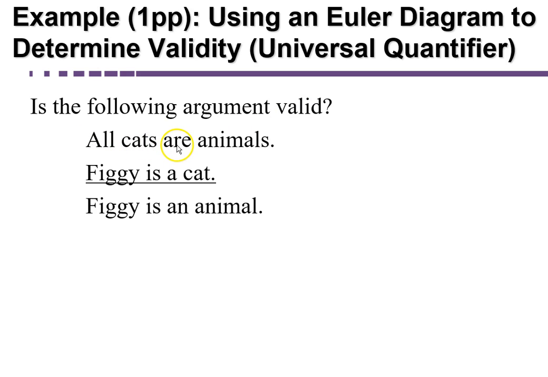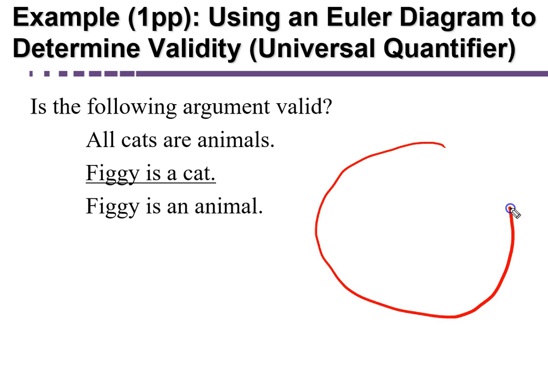All cats are animals. Figgy is a cat. Figgy is an animal. Now, I'll do this one with you to start us off, but I'm going to use the PowerPoint slides for these because they make a much nicer circle than I can. So, what is in a sense, our universe here? And it would be animals. So we would put this animals.